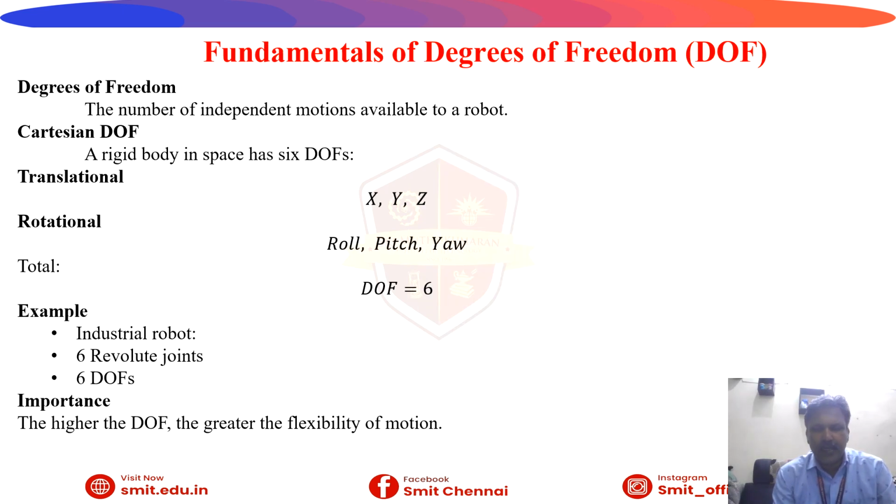Degrees of freedom. As we already know, it is the number of independent motions available to the robot. Cartesian DOF: a rigid body in space has 6 degrees of freedom. Translational means X, Y, Z. Rotational means roll, pitch, yaw. So degrees of freedom equal to 6 will be taken into account. For example, an industrial robot with 6 revolute joints has 6 DOF. The higher the DOF, the greater the flexibility of motion.